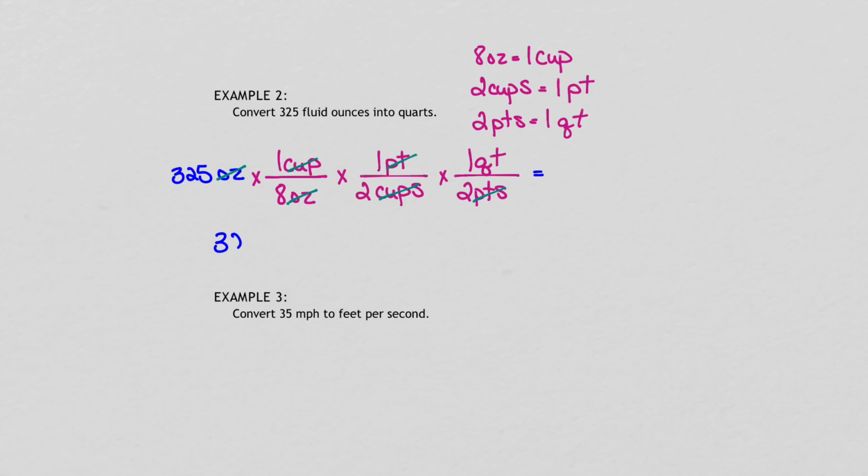So we'll take 325. Since 8 is on the bottom, we're going to divide by 8. Since 2 cups is on the bottom, we're going to divide by 2. And since 2 pints is on the bottom, we're going to divide by 2. And you can just put this in your calculator. Make sure you do the 325 divided by 8 first, and then divide that by 2, and then divide that by 2. And we'll end up with the quarts. And it's 10.16 quarts.